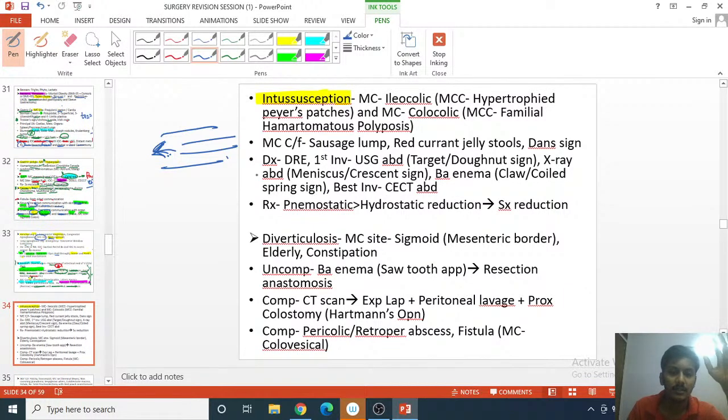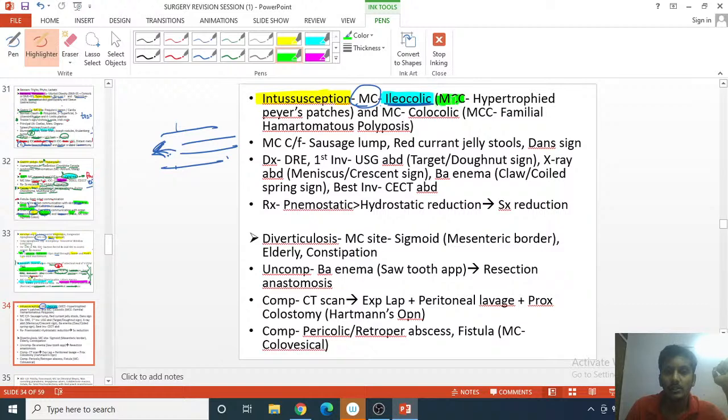Okay, this is known as intussusception. The most common site which undergoes intussusception is your ileocolic. So remember please, the colon starts at the cecum, and the junction of the cecum and ileum is the most common site. The ileocecal or ileocolic junction is the most common site of intussusception.